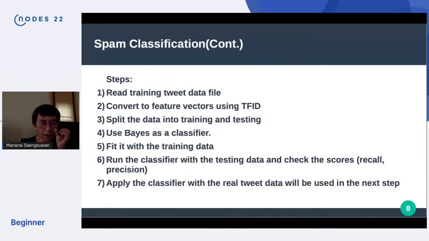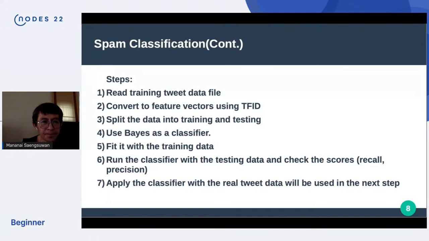The classification steps. The first step is to read the training tweet data file, the CSV file, into a Pandas data frame. The second is to convert it into feature vectors using TF-IDF vectorizer. The third step is to split the data into training and testing. The next one is to use Naive Bayes as a classifier. Next is to fit the classifier with the training data. The next step is to run the classifier on the real data that we would like to use later on.